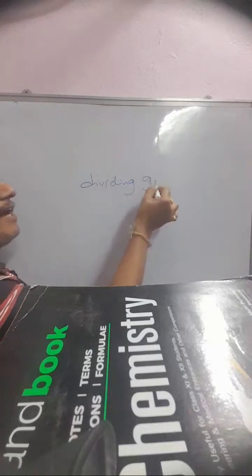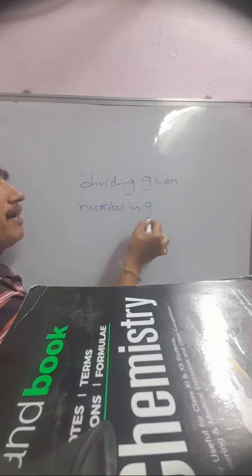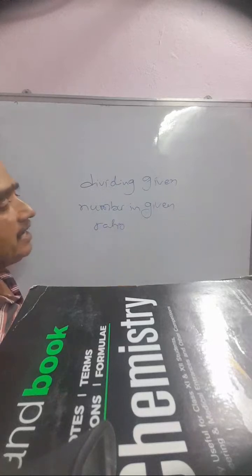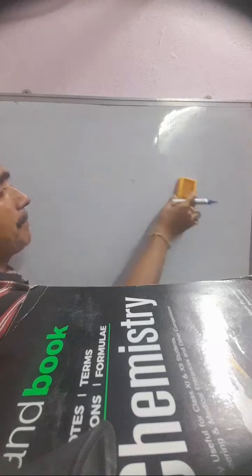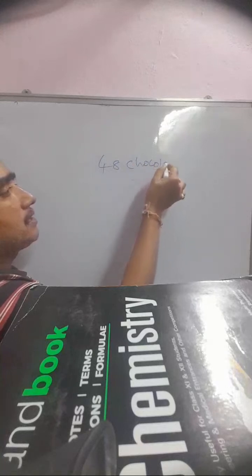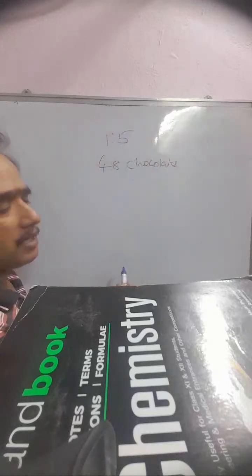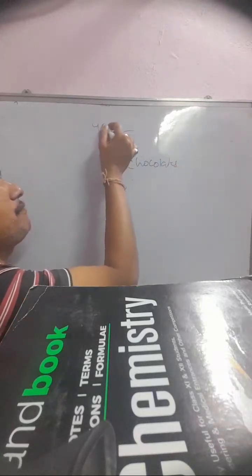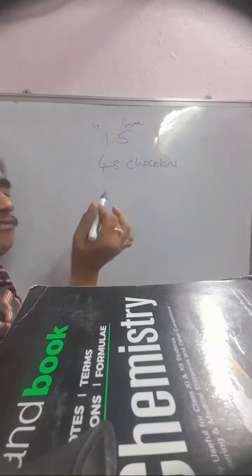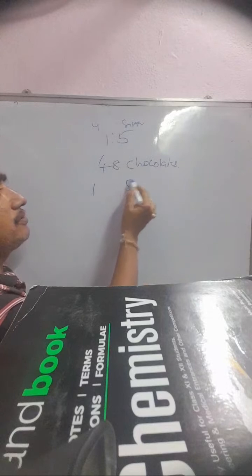One more important thing in this is dividing a given number in a given ratio. Dividing a given number in a given ratio. For example, 48 chocolates divided in the ratio 1:5. Say you are yourself and your sister. You said to the sister, whenever I take one chocolate, I will give you 5 chocolates. So we will see here, 1 chocolate for you, sister 5.